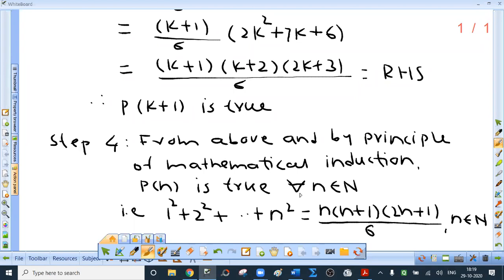This symbol we already discussed. This is inverted A, for all small n belonging to N. 1 square plus 2 square up to n square is what? n into (n plus 1) into (2n plus 1) upon 6, where n is a natural number.